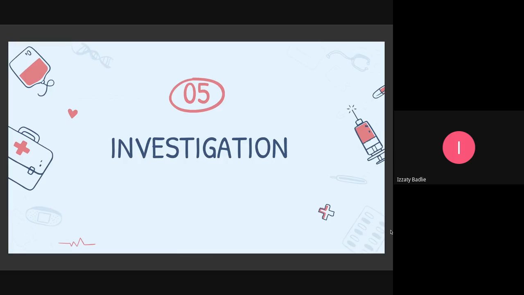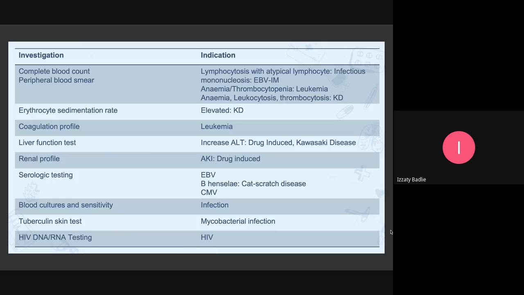So move on to the investigation, how to investigate the patient with lymphadenopathy. Lymphadenopathy has many causes, so we need to do investigations in accordance with the diagnosis that we have in mind. One of the investigations that can be done is complete blood count and peripheral blood smear, because in EBV infectious mononucleosis, the patient might present with lymphocytosis with atypical lymphocytes. Also, a patient with leukemia might have anemia and thrombocytopenia. A patient with Kawasaki disease might have anemia, leukocytosis, and thrombocytosis.